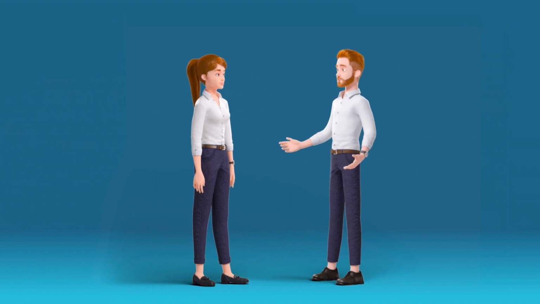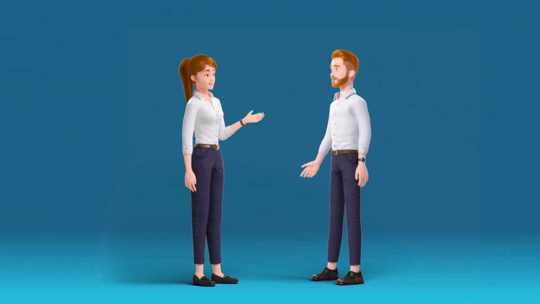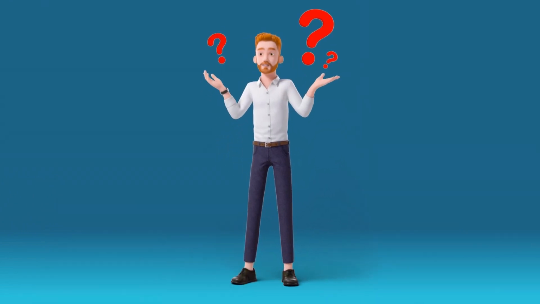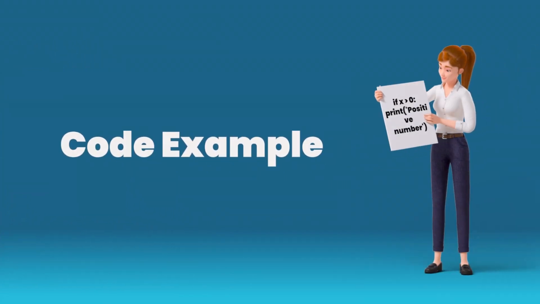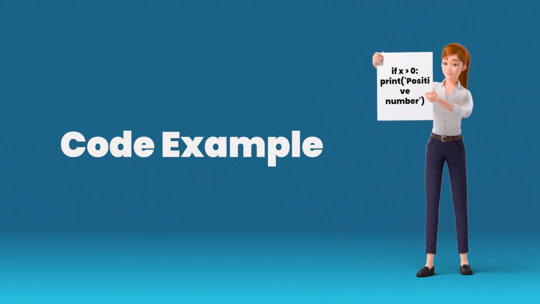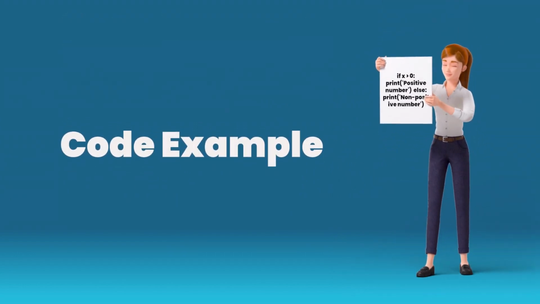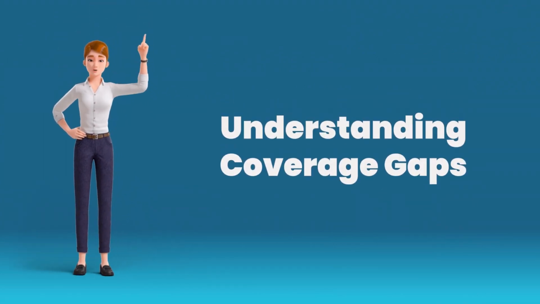That makes sense. If every statement runs at least once, we can be sure that every line of code is tested. But does that mean we've covered everything? Not necessarily. Let's take a simple example. If x > 0, print "positive number", else print "non-positive number". If we only test x = 1, the positive number statement executes, but the non-positive number statement does not.